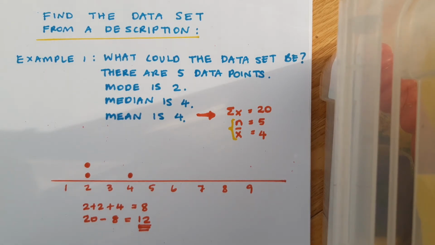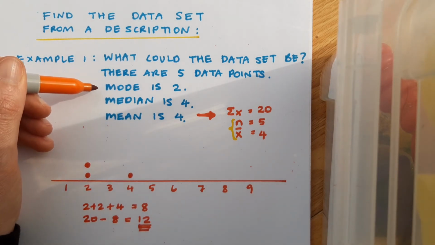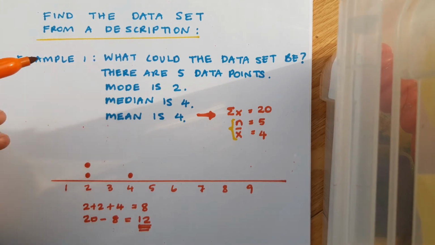So let's think about the options. Could I maybe, to get 12, put in for my 2 points 4 and 8? Well, that'll be a problem because then I'd have an extra dot on 4, and that would have meant that in the question I would have been told the mode was 2 and the mode was 4, so I don't want any extra dots on 4.